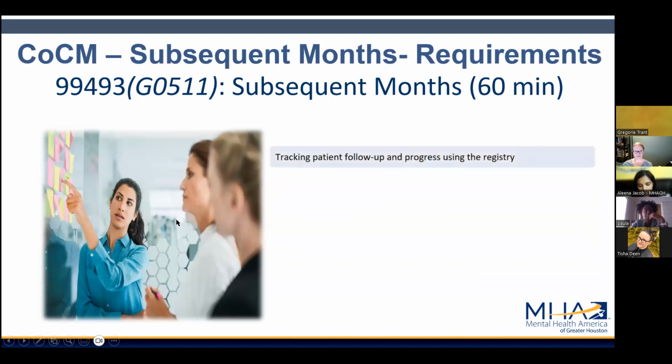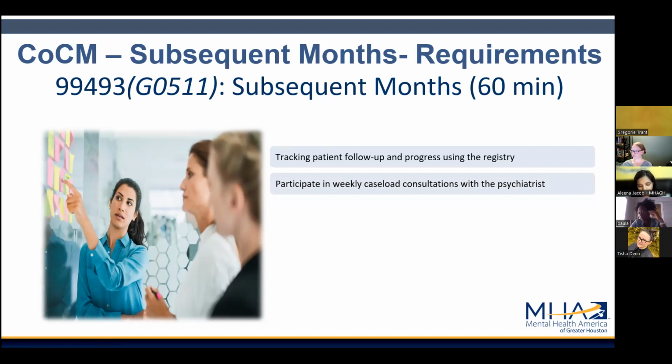So in the subsequent month, we are going to continue to track patient follow-up and progress on the registry. So for month 2, you're going to say, oh, this is month 2 for this patient. Let's put them in the month 2 category. And we are going to, again, review what's going on with the patient with a psychiatric consultant. And I will say that you will review as needed. It is not required to review every single patient, but you will be able to review patients with the psychiatric consultant as needed.